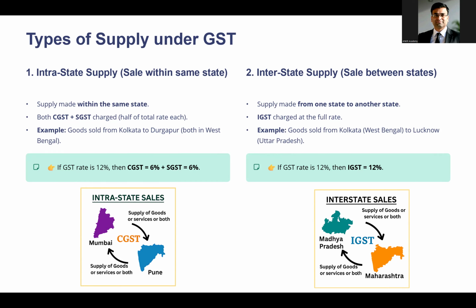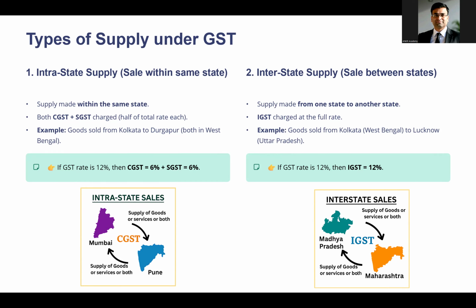So there are two types of sales and there are three terminologies which we have studied, which is CGST, SGST. So CGST and SGST will be charged in the case of intra-state supply, and one single tax, which is IGST, will be charged when there is an interstate supply.